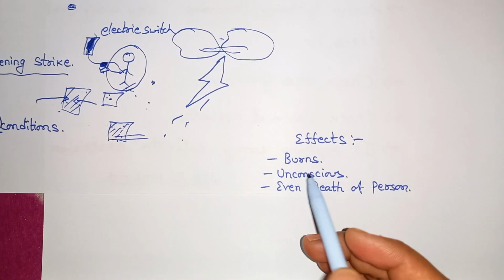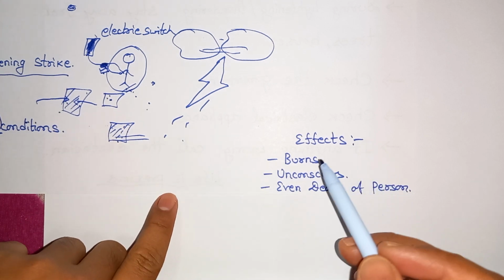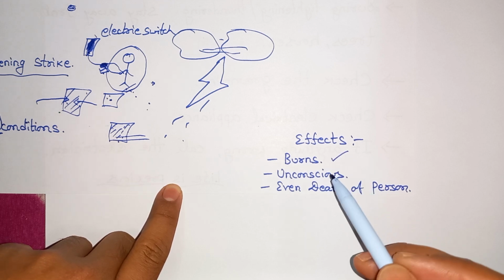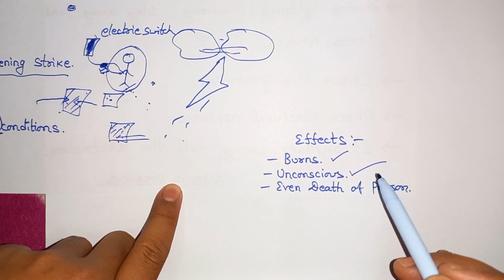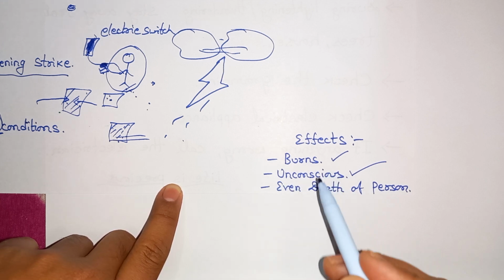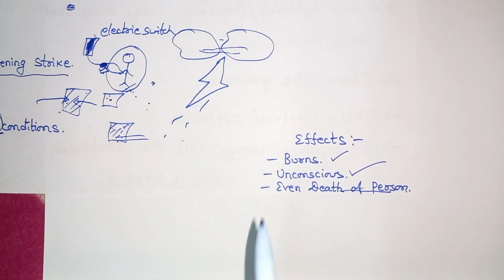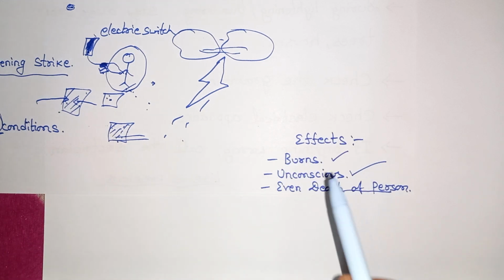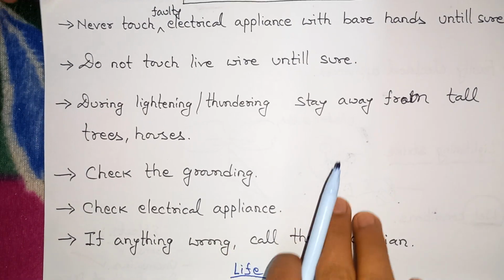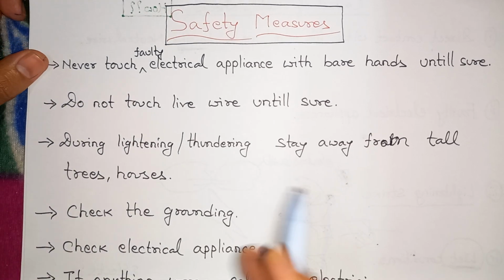Now what are the effects of electric shock? If a person gets an electric shock, then his or her hand may burn severely, the body may go into unconsciousness, he or she may not know anything, and it can even cause the death of a person. We have heard about this. These are the effects of electric shock. Now, what are the safety measures for electric shock? We are going to learn about this in this video.